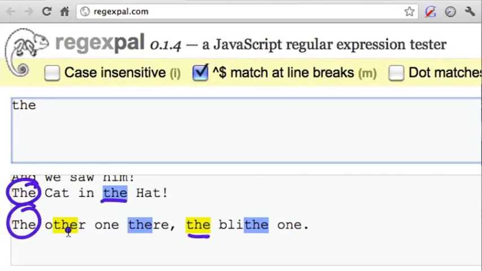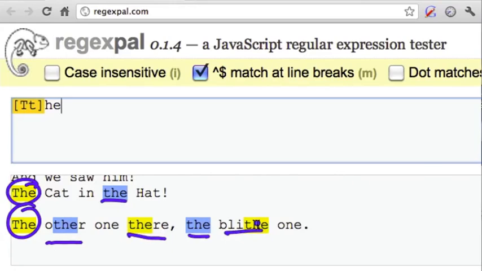Let's fix the first problem. How do we not only get the thes in the middle, but those capitalized thes at the beginning? Well, we're going to use our disjunction. And sure enough, that correctly now matches the two beginning of line thes. But you notice that our pattern, although it now captures something it missed before, it still captures things it shouldn't be capturing. Other, there, and Blythe.